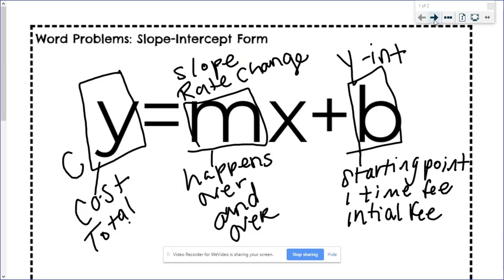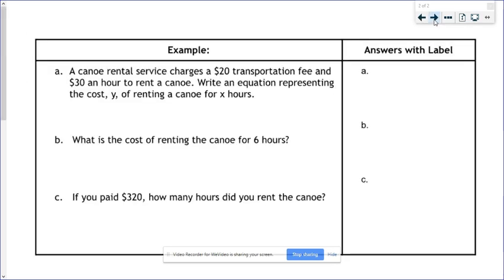So let's flip our paper over to the other side, and we're going to do an example together. So our example says a canoe rental service charges a $20 transportation fee and $30 an hour to rent a canoe. Write an equation representing the cost, which it wants us to use Y this time, of renting a canoe for X hours. So the letters it wants us to use in this problem are Y and X.